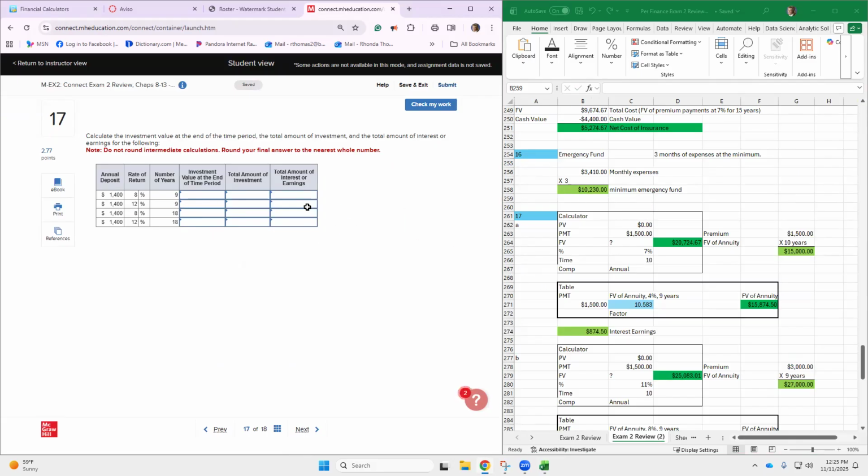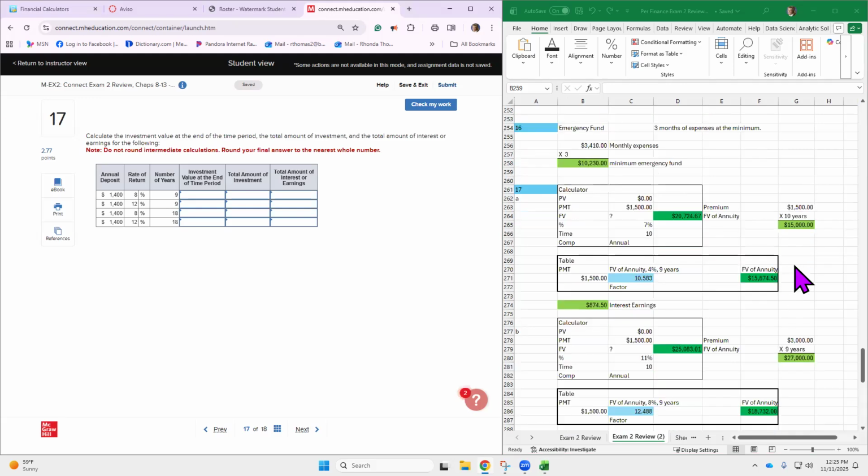But here's what I want you to do. Before we start, I would like for you to take your premium, the annual deposit of $1,400. Take whatever that annual deposit is times the number of years. That's in the middle column, the amount that was your money. So I'm going to take $1,400 times 9, and this is the amount I'm investing, from my money.